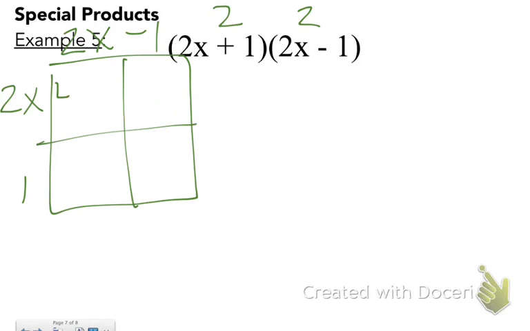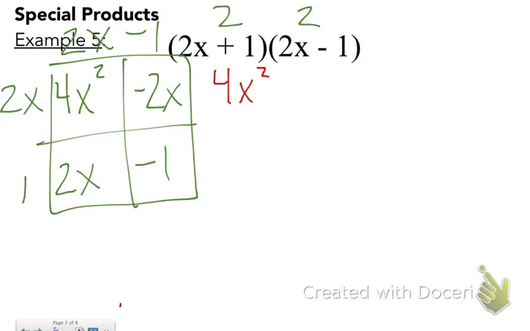2x times 2x is 4x squared. 2x times negative 1 is minus 2x. 1 times 2x is positive 2x. And 1 times negative 1 is negative 1. Now, when I write it all out, you might see what's going to happen. 4x squared minus 2x plus 2x minus 1.